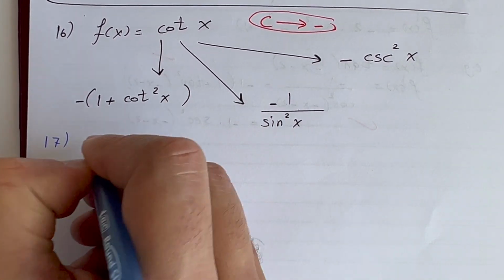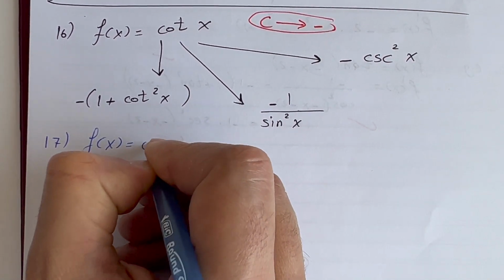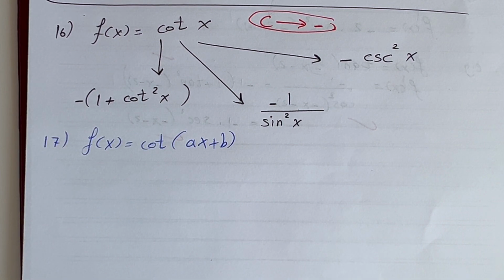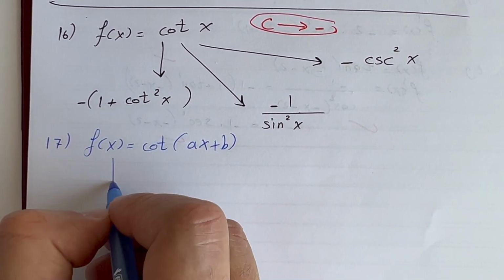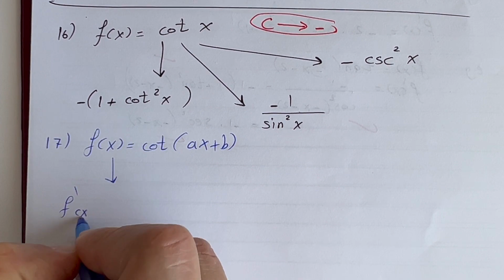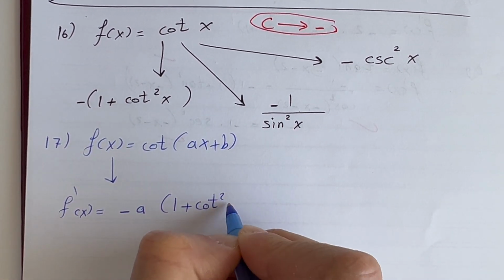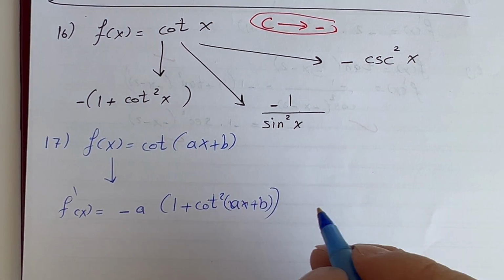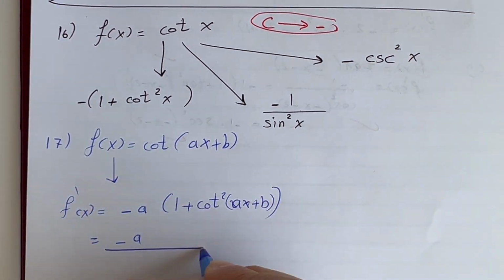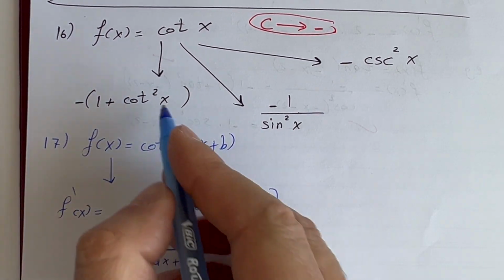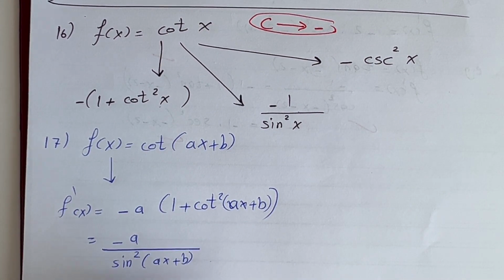Rule number 17. What if I have cotan(ax + b)? The angle here is a linear function, so we need to multiply by a. Same thing, we need to multiply by a. So either the derivative will be negative a times (1 plus cotan squared(ax + b)), or I can say negative a over sine squared(ax + b). Remember, the angle stays the same. Or I can say negative a times cosec squared(ax + b).